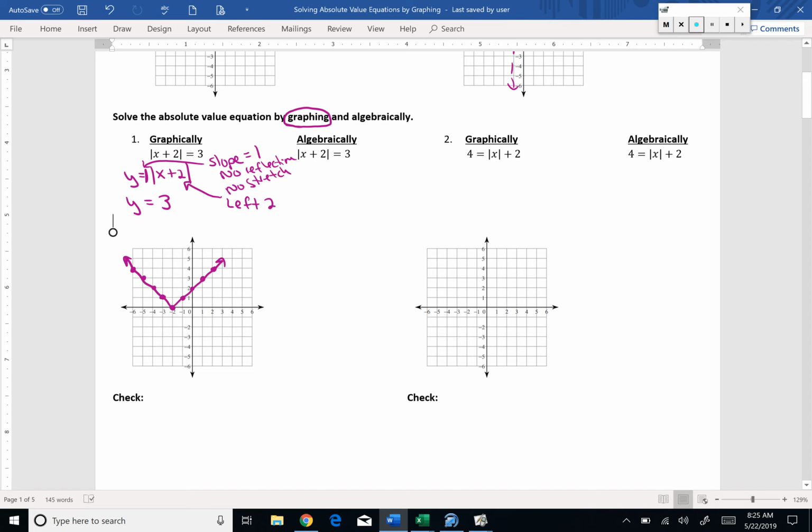So what we have is y equals 3 for my other one. We're going to get really good at the y equals equations by the end of this little unit. Y equals 3 is just that nice horizontal line right through where y equals 3. We look for our intersection points. We've got negative 5, 3, and we have 1, 3.